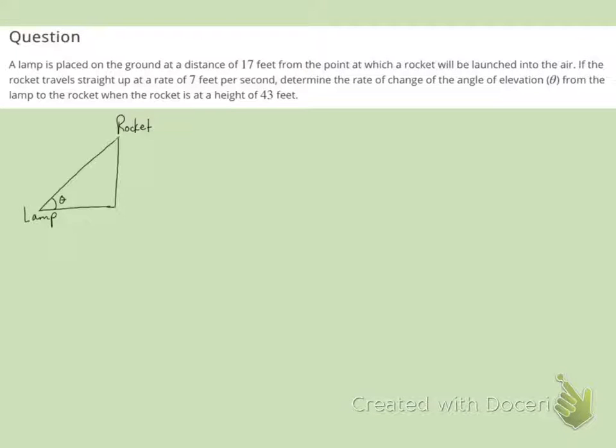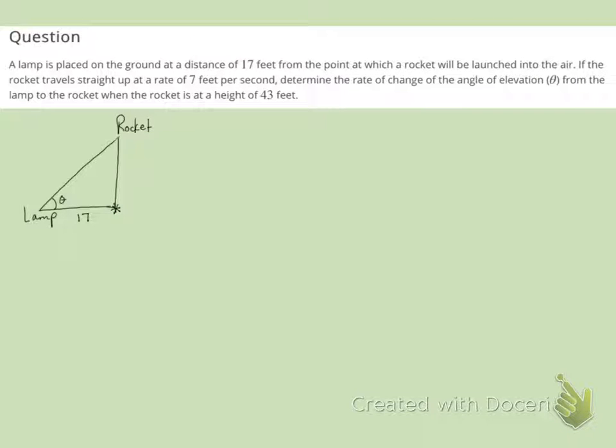Hi everyone. So here's practice problem number 4. We have that a lamp is placed on the ground at a distance 17 feet from a point at which a rocket is being launched in the air. So here's where the rocket is being launched in the air and the lamp is 17 feet away. If the rocket travels straight up at a rate of 7 feet per second, determine the rate of change of the angle of elevation theta from the lamp to the rocket when the rocket has a height of 43 feet.